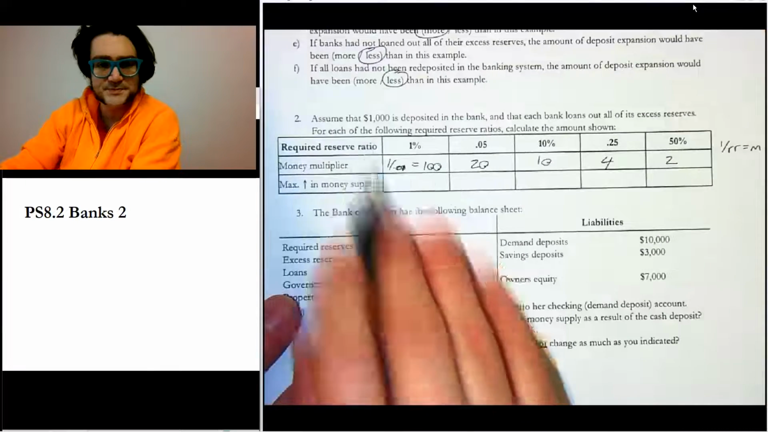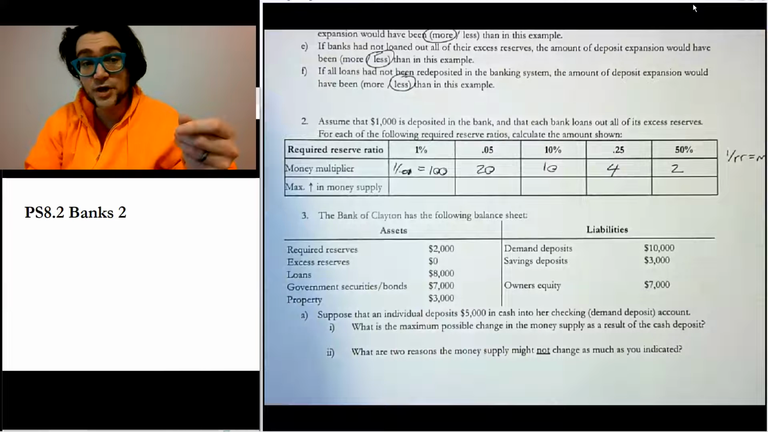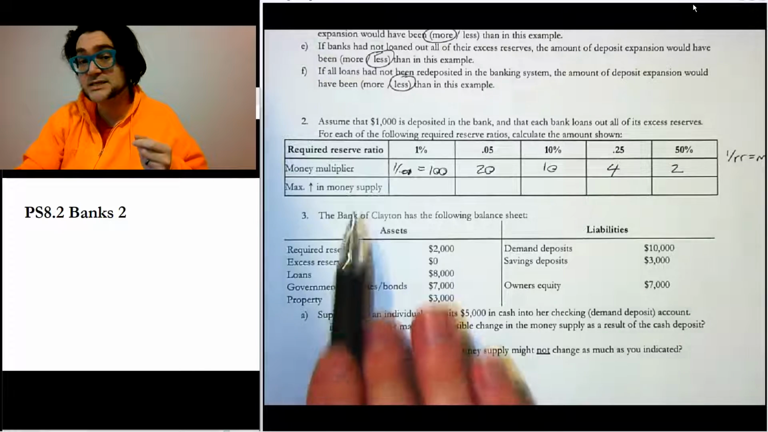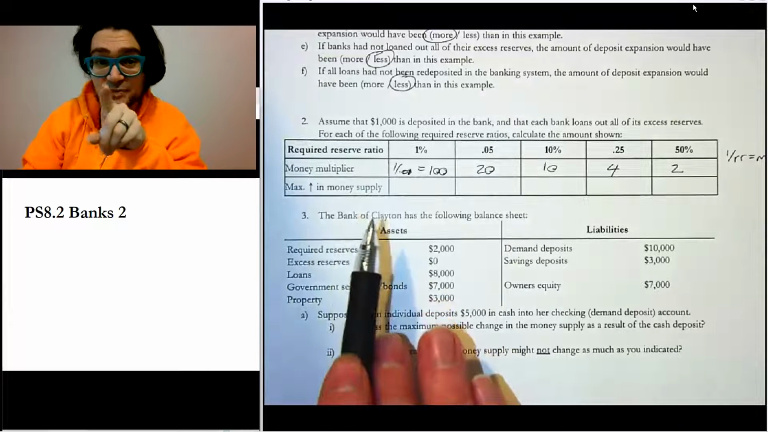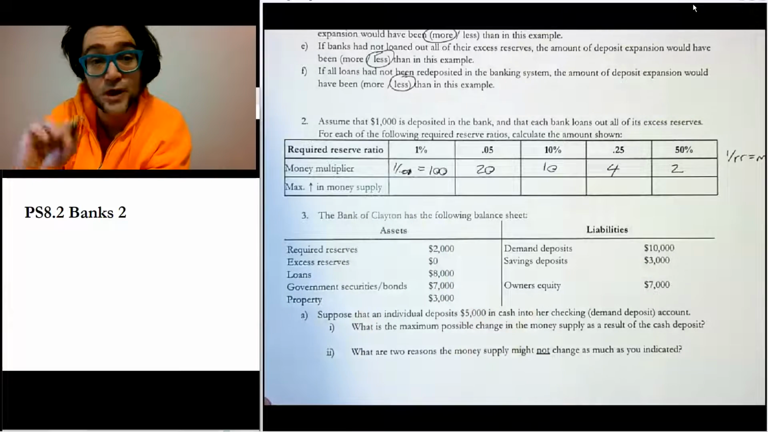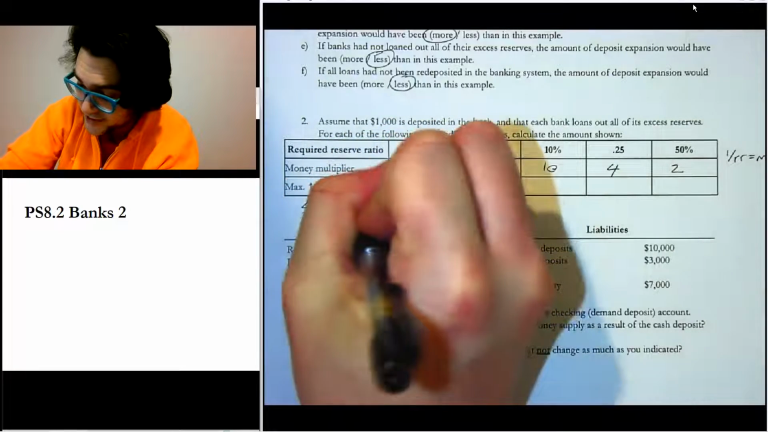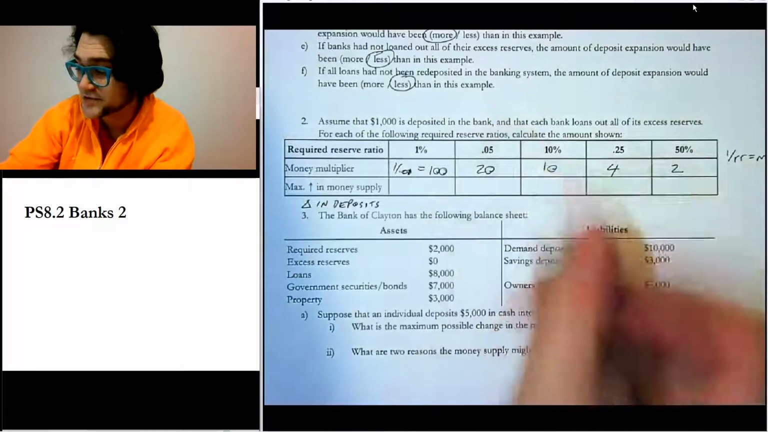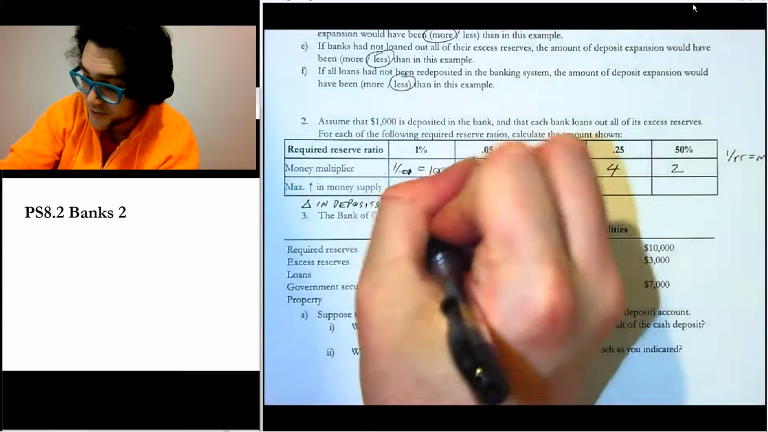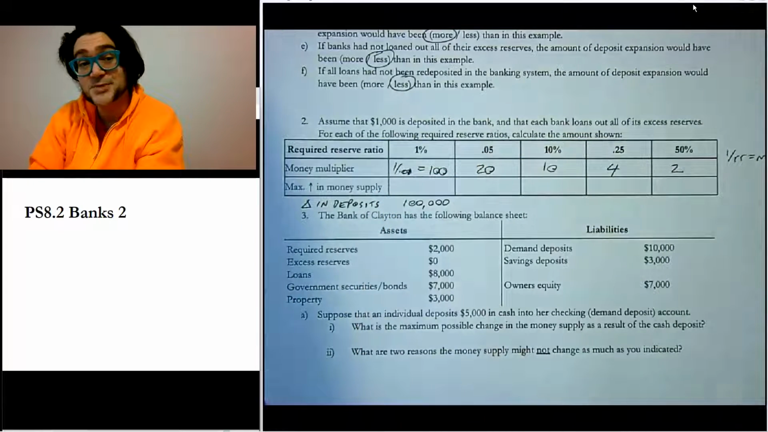Now we know $1,000 gets deposited in the bank, that's cash, times the 100, right? But this is asking change in the money supply. Very tricky. If you wrote $100,000 here, you're wrong. That's the total change in deposits, right? So change in deposits, why don't we actually say that? How much is change in deposits? Well, 100 times 1,000 is 100,000.